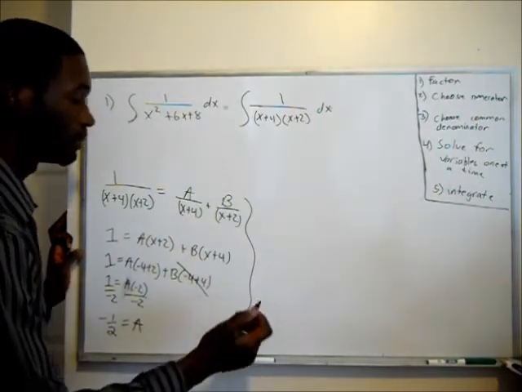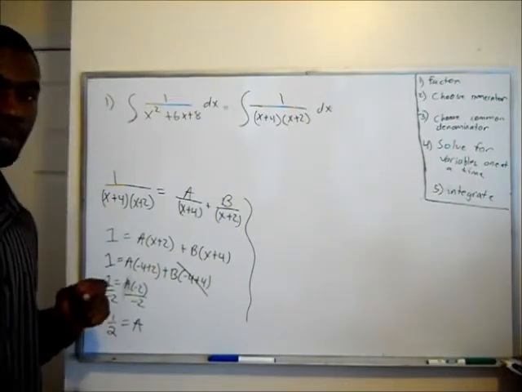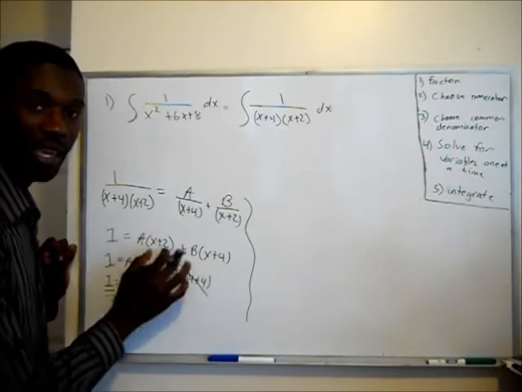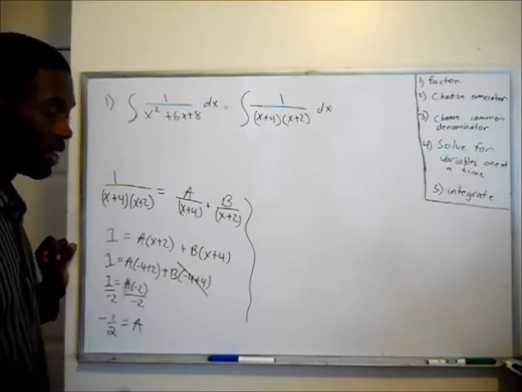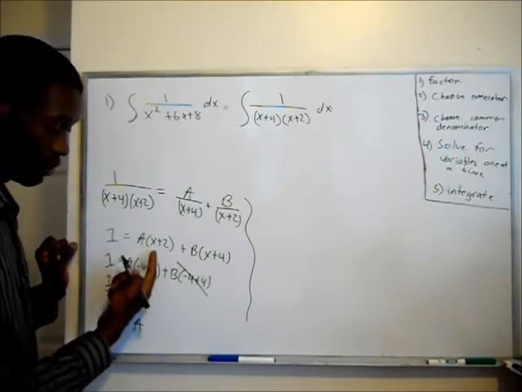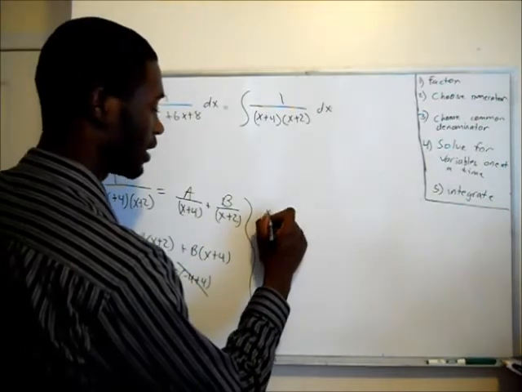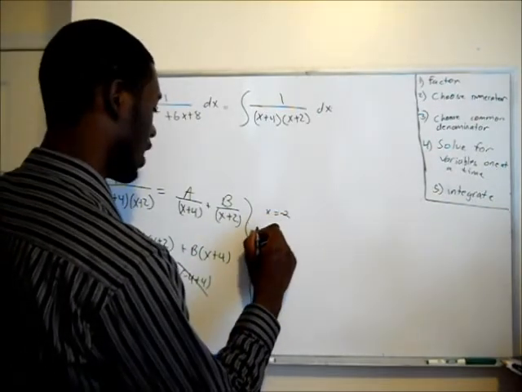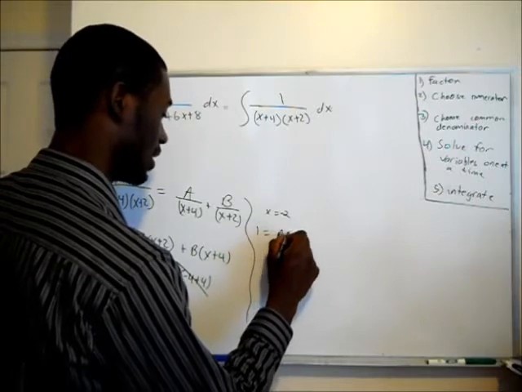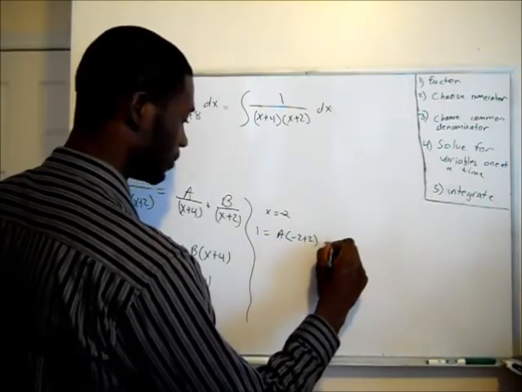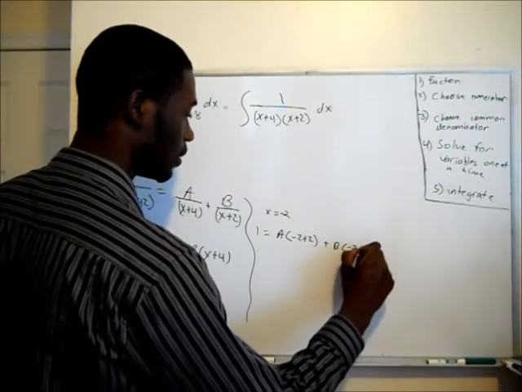Now it's time to get my b. To get b, it's going to be the same process. I need to somehow make this a part of the equation go away. The best number to pick would be -2, because then this part becomes 0, and I'm just left with b. So I'm going to say x equals -2. So I have 1 equals a times (-2 plus 2) plus b times (-2 plus 4).